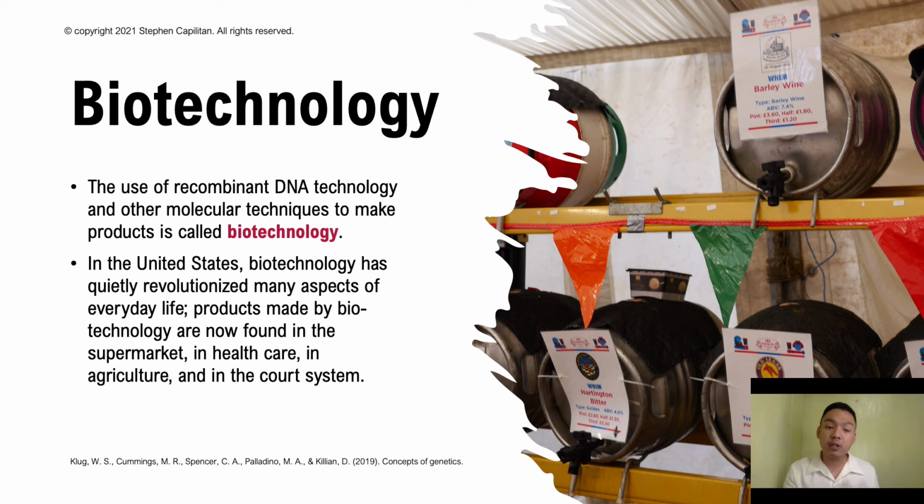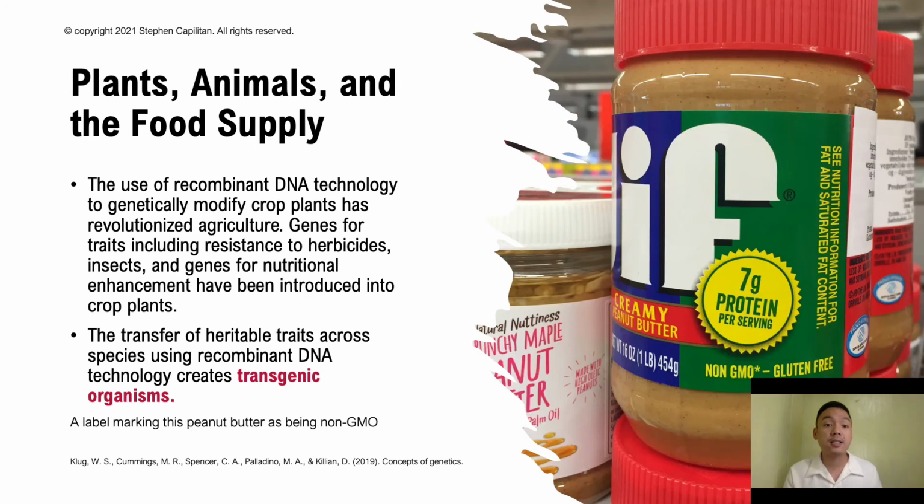In the US, biotechnology has quietly revolutionized many aspects of everyday life. The products made by biotechnology are very important and very famous in the supermarket, in your healthcare, in agriculture, or even in your court system. An example is brewing. It is an early application of biotechnology using malt and the fermentation process.